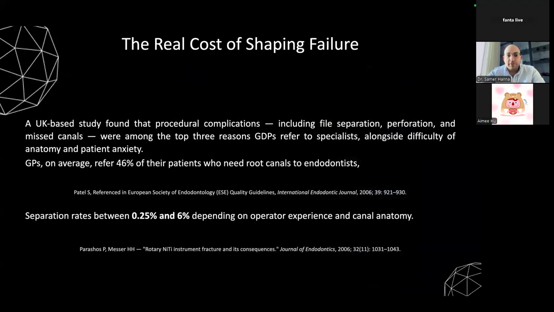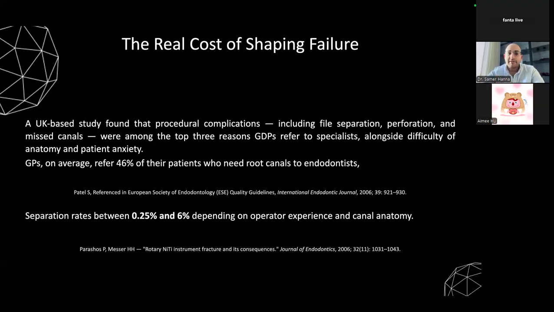From the literature point of view, we have a study, or actually the guidelines by Patel in the 𝗙𝗍cie in 2006. We can see that a UK-based study found that procedural complications such as file separation, perforation, and missed canals were among the top 3 reasons GDPs, the general dentists, refer to specialists. So we all get afraid of such things, and all GPs get afraid of such things, and then they send the patient to the specialists.